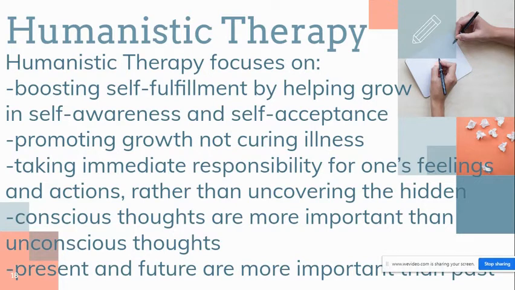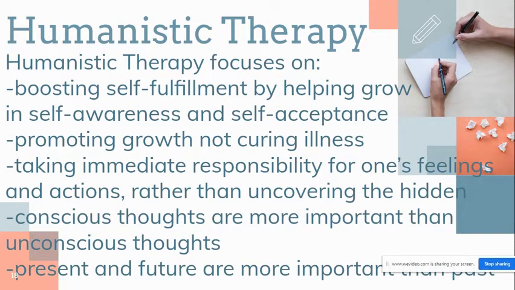Humanistic I always call the sunshiny approach. That's all about the person and their potential, their real self, their ideal self, stuff like that. So it's all about boosting your self fulfillment. And you did not have to write all these down if you didn't want to. You can sum it up, you'll see. Promoting growth, not just curing the illness, taking responsibility, and it's things that you know about, not things that are uncovered, like in psychodynamic analytics. So you can see how these are different.